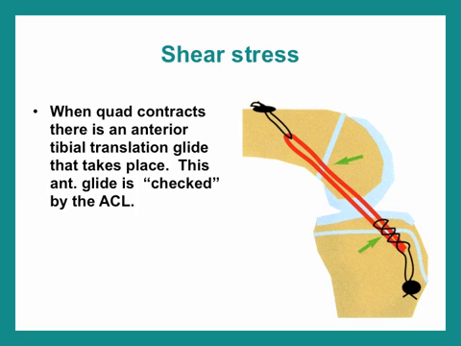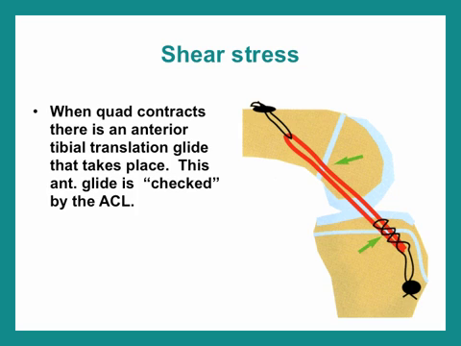If we put a weight on the ankle in this position and have somebody do terminal knee extension, so they bring their leg from 90 degrees out to full extension to 0 degrees, we actually increase the anterior translation glide. So we certainly don't want to do that.